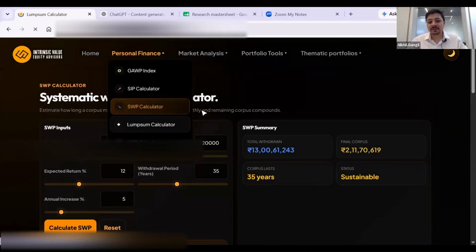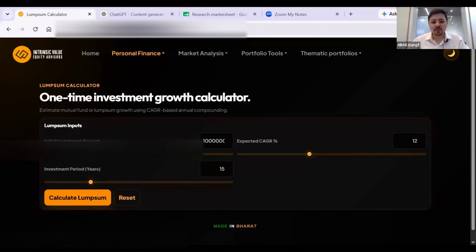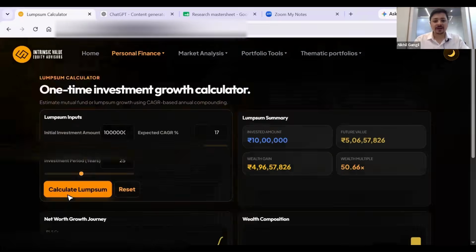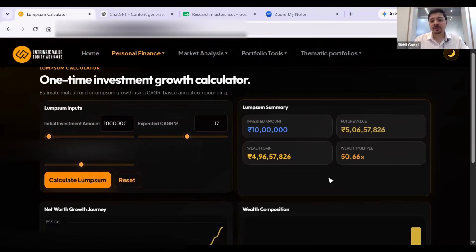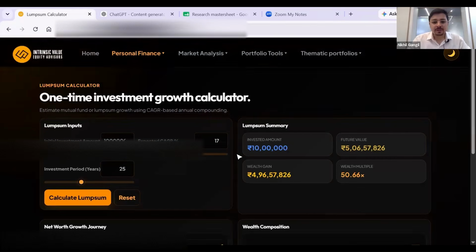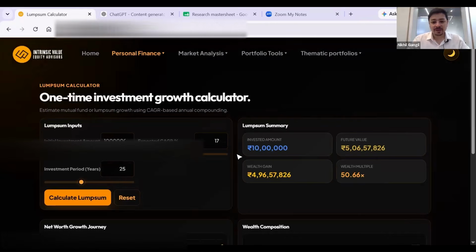And then comes the lump sum calculator. All you have to do is put the amount and the CAGR. So let's say I'm putting a CAGR of 17%. My capital is 1 lakh. Investment period is 25 years. And I'll just calculate the CAGR value, which is pretty much straightforward. All I did was I put the money, I got the returns, right? That is what the lump sum calculator is.